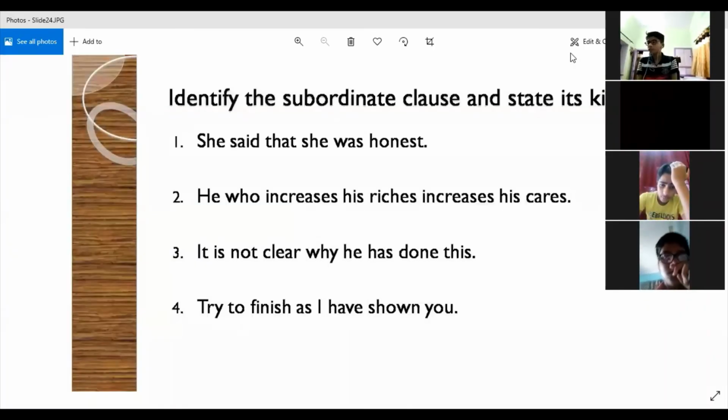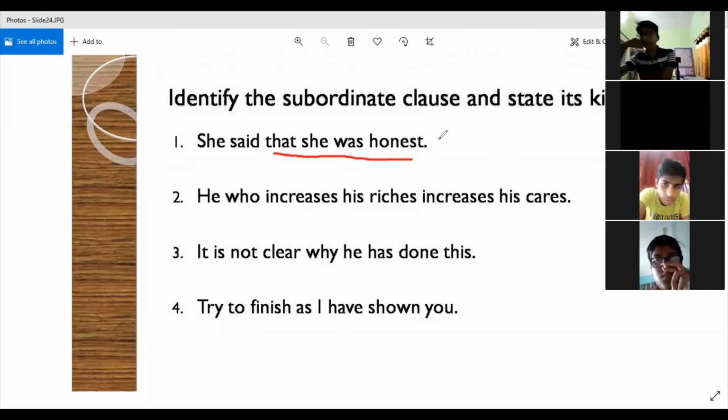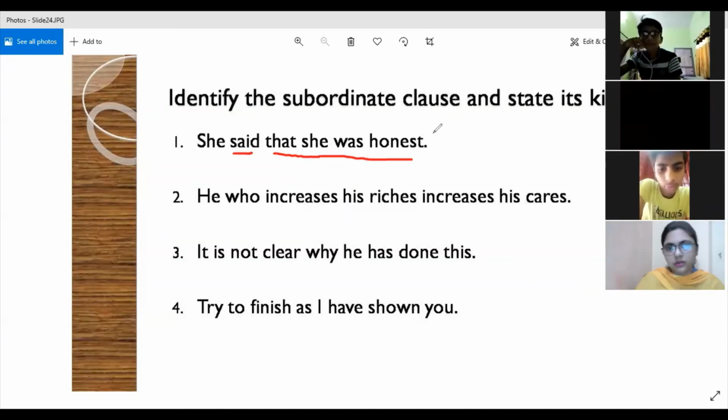Okay, so let us take the answers. Aryan, the first one, she said that she was honest. Ma'am, she was honest, and its kind is adjective clause. Is it describing something? Where is the noun present before it? An adjective clause will always have a noun preceding it. No, ma'am, sorry, ma'am, it is a noun clause. Yes, because it is acting as the object of this verb said. Correct.